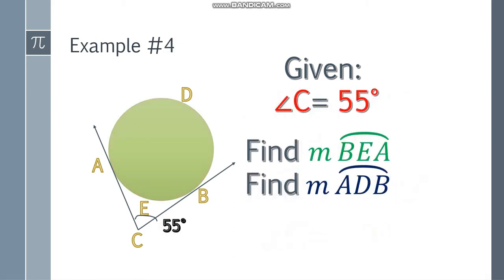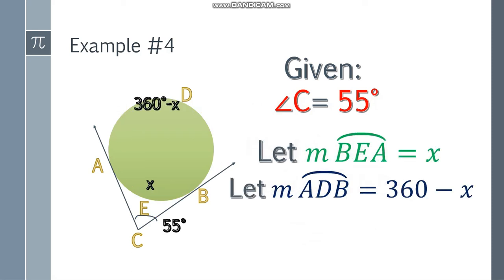Sounds easy, right? Now, what if we have a given of this one? Angle C is 55 degrees. The exterior angle is 55 degrees. And we are asked to find the measure of the larger arc, which is ADB, and the smaller arc, which is BA. We have to put some variables to this one. So the smaller arc, let's say that will be x first, and the larger one will be 360 minus x, because again, the measure of the circle is 360 degrees.